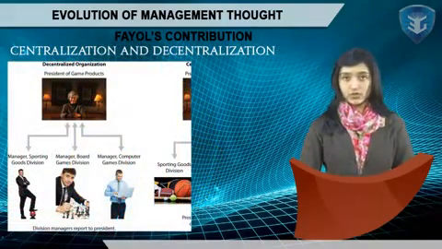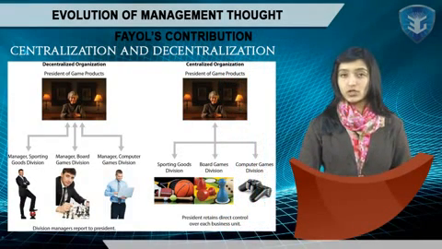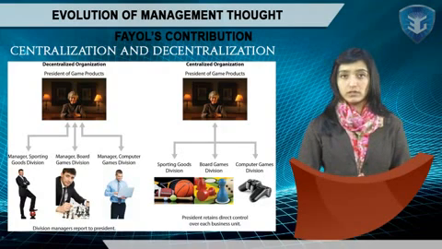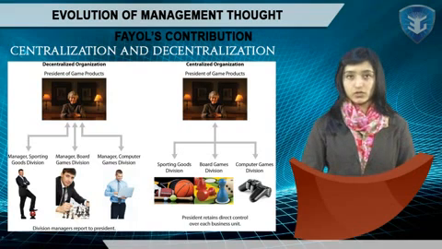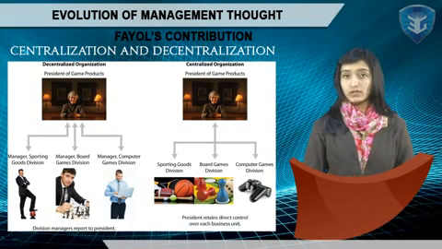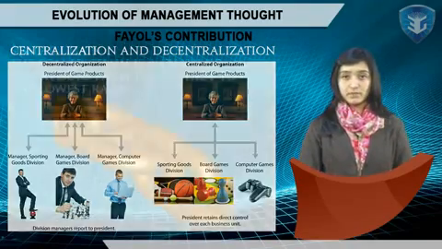Centralization and decentralization. There should be one central point in the organization which exercises overall direction and control of all the parts. But the degree of centralization of authority should vary according to the needs of the situation. According to Fayol, there should be centralization in small units and proper decentralization in big organizations.